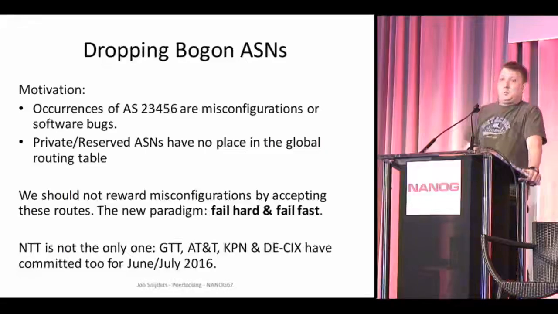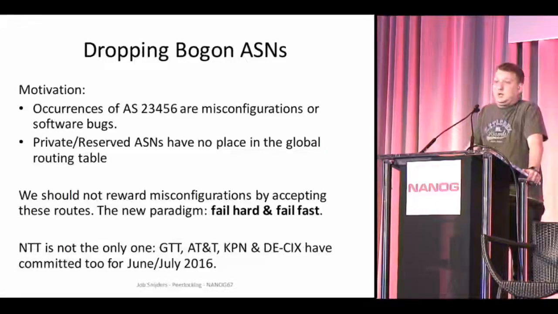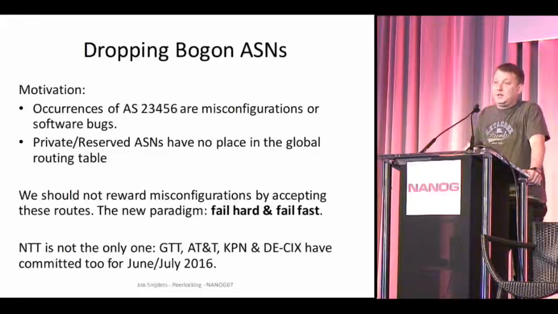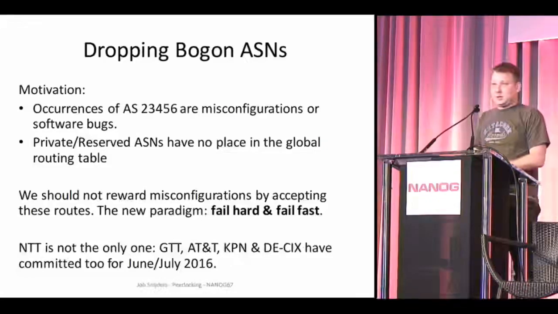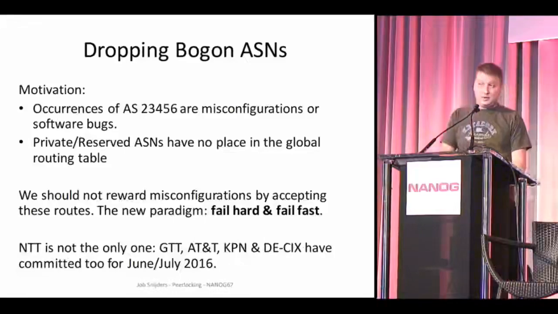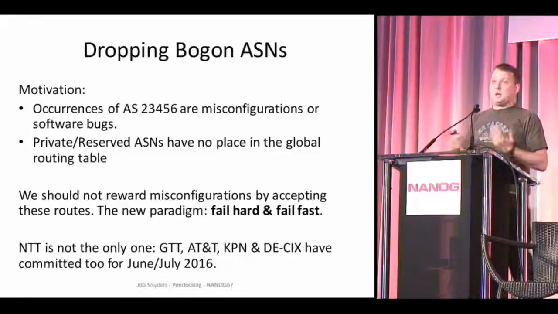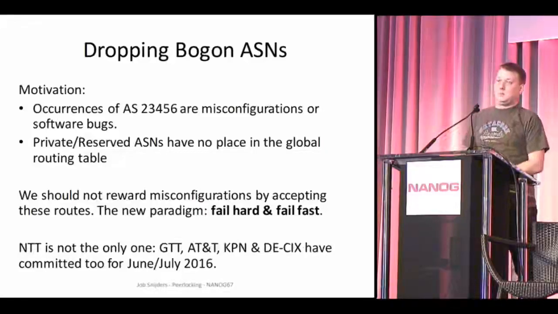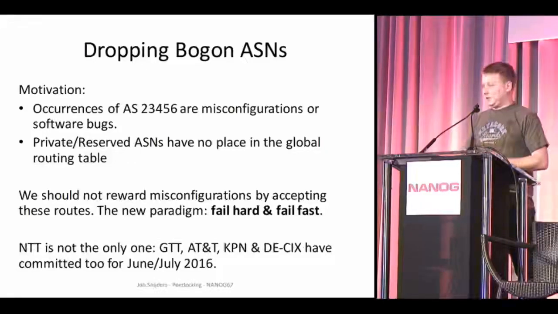And a similar philosophy applies to private ASNs. Private ASNs have no place in the public default-free zone. And as such, we will block any routes that contain private ASNs anywhere in the AS path. The new paradigm essentially is to fail fast and fail hard to encourage people to configure their equipment correctly. Because if you are busy configuring the router and you notice that your reachability is limited, you are incentivized to research why there is limited reachability. And then you might discover, there's a private ASN somewhere in the AS path. But if we accept these routes, you never have any incentive to fix the configuration.